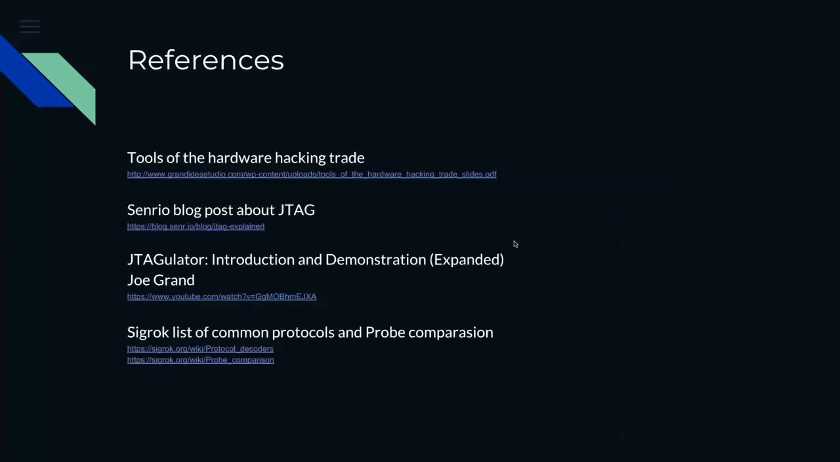Some references here, again, go directly to the source of this information. The creator of the JTAGulator explains that in depth. Sigrok also has a list of decoders and a comparison of probes that you can use to connect to PCBs and ICs on the device. Senrio has a really nice blog explaining JTAG in detail.